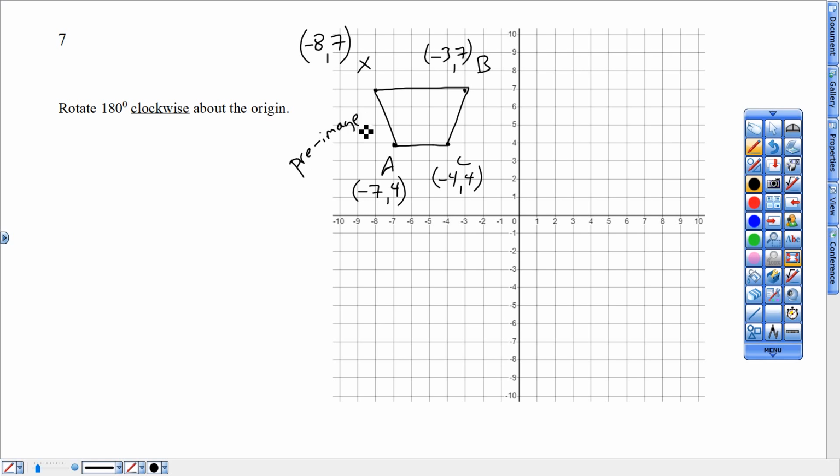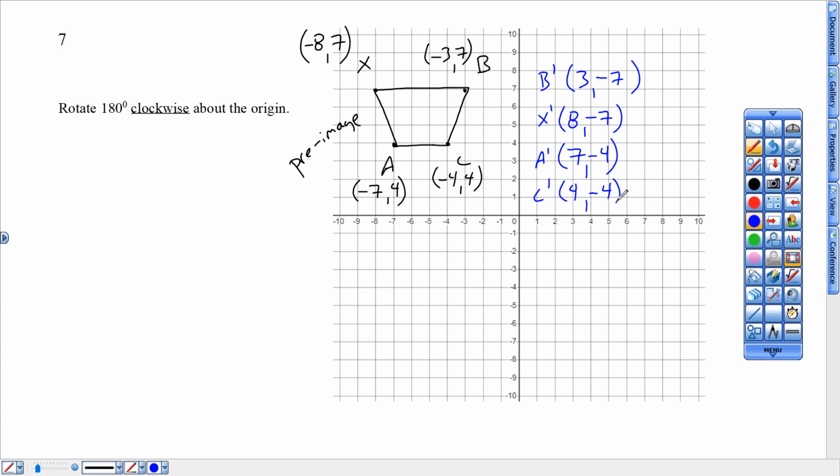If I do a 180, it's going to end up way down here. So if you watch, I'm not going to flip these coordinates. I'm just going to opposite them. Opposite of -7, 7. Opposite of +4 is -4. That's A prime. If I do X prime, that becomes 8, -7. Opposite. If I do B prime, that becomes 3, -7. And then C prime just becomes 4, -4. Notice I'm not flipping them, just opposite.